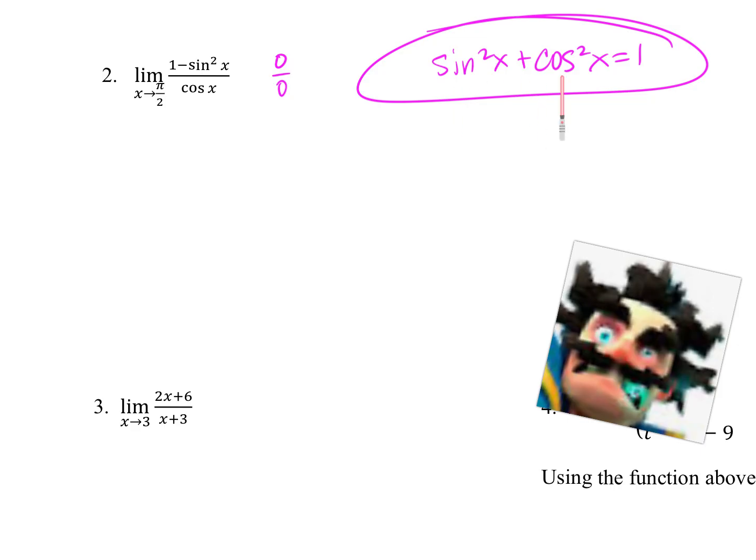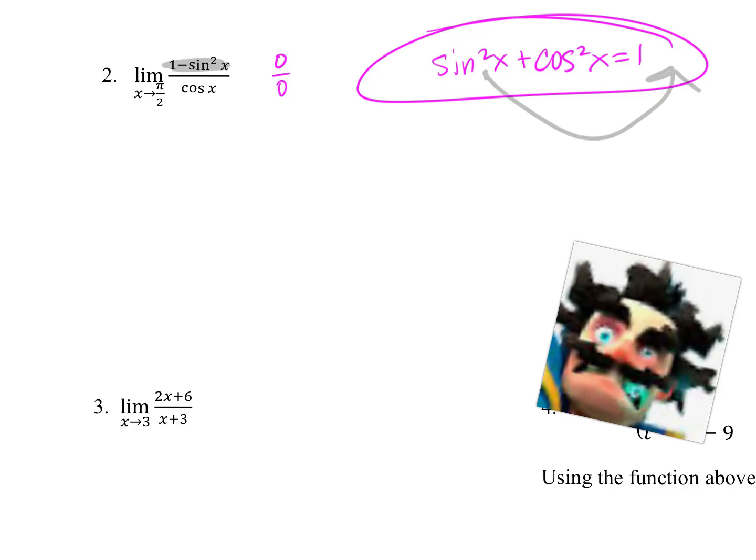So if I know that identity, could I rewrite this at all? If you could multiply by cosine squared. I mean, I could do cosine squared over cosine squared on the top, but I don't think it'll help, though. Could I replace this, though?